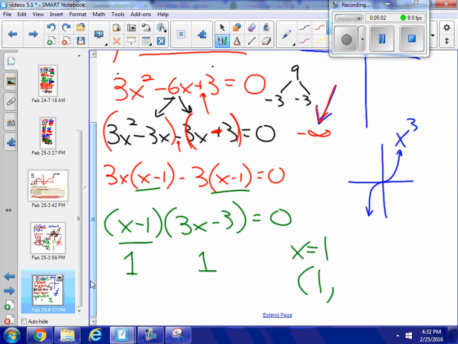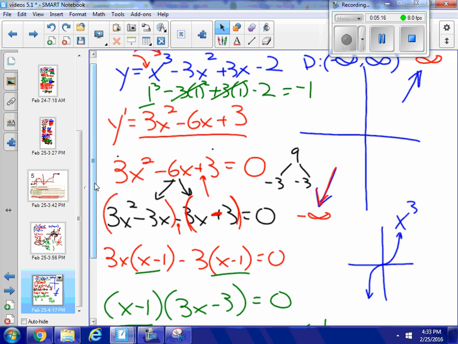So my critical point, which is also a stationary point because it makes the derivative equal to 0, is at (1, -1). Now I only have the one critical point, and that's here at (1, -1). So I'm just going to place it right there. And I know that at that point, and that is the only point on this graph where the derivative is equal to 0, I proved that algebraically.